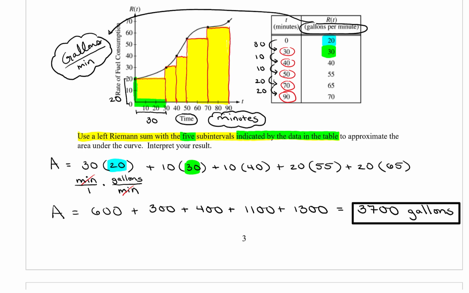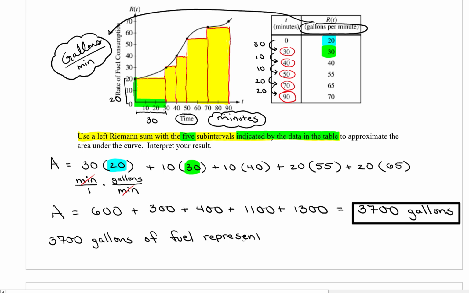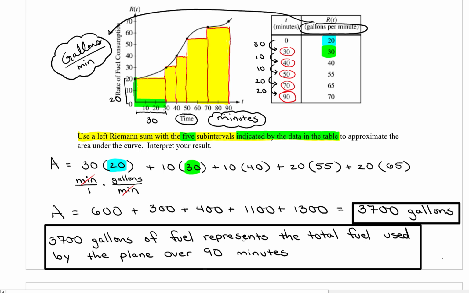This answer, the 3,700 gallons, what it actually means, I'm just going to write it down here right beneath: 3,700 gallons of fuel represents the total fuel used by the plane over 90 minutes. And I went ahead and boxed in that sentence that I just wrote down because that was part of the instructions, because it did say interpret your results, and this is what's happening here.